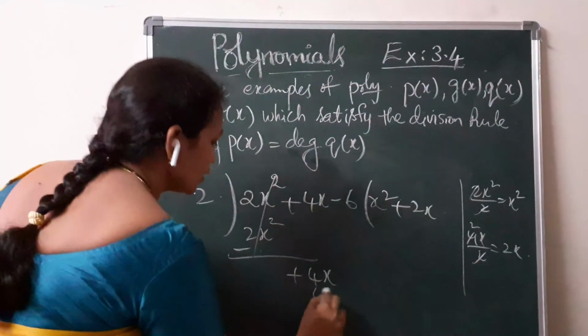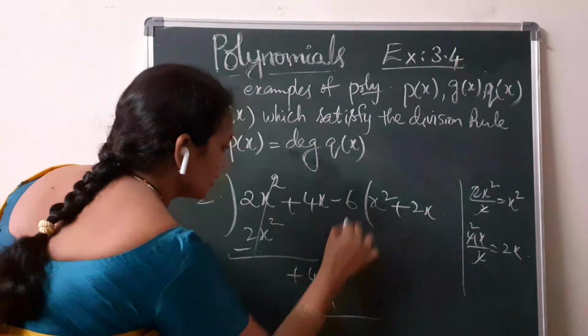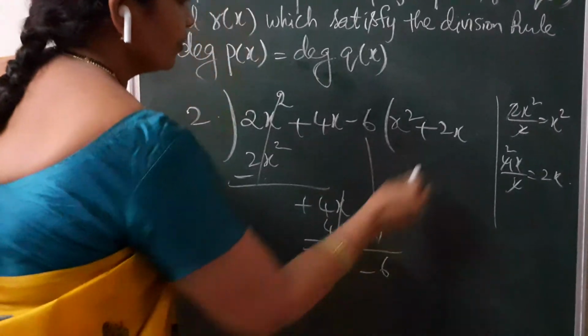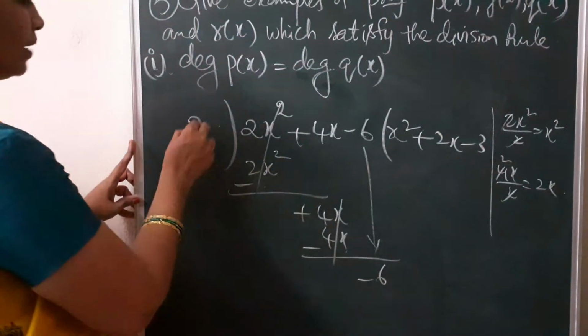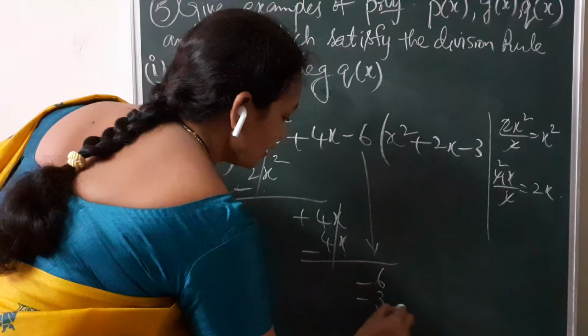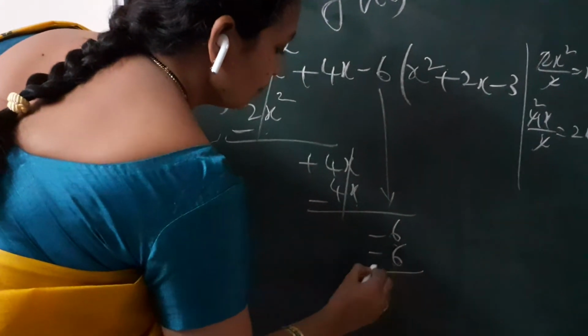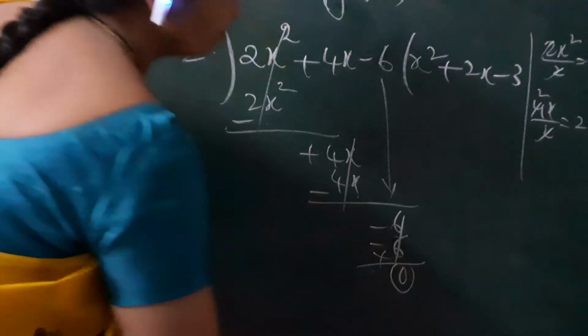And 2x into 2 is 4x. Then subtract, it gets cancelled and bring down minus 6. Next, minus 3. 6 by 2 is minus 3. So minus 3 times 2 you will get minus 6. 2 3s are 6, so plus gets cancelled, 0.